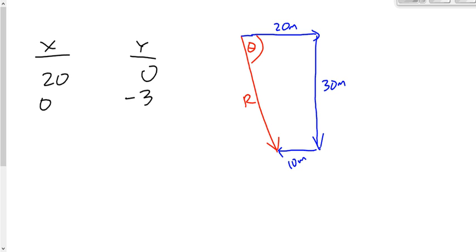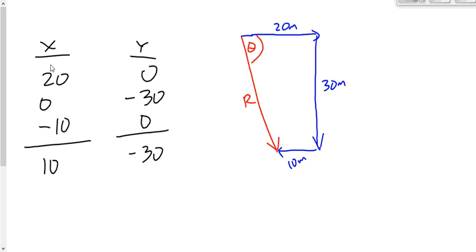Why is it negative 30? Because it's downwards, right? So somebody said it was negative before. Yeah, we can make it negative, but we got to make it negative in the context of a two-dimensional problem in an x and y component here. What about this 10 meters? X is negative 10 because it's to the left. The y is 0. We add these up, we get 10. We add this up, we get negative 30.